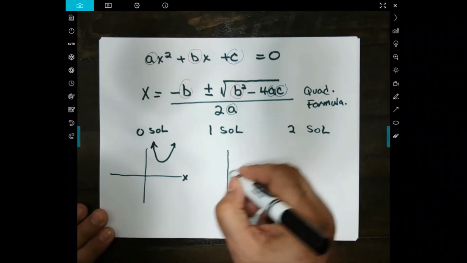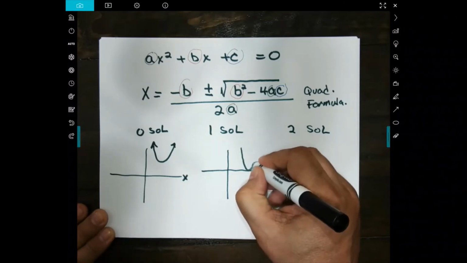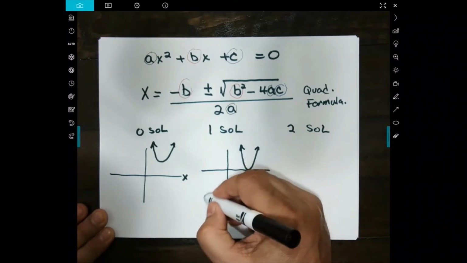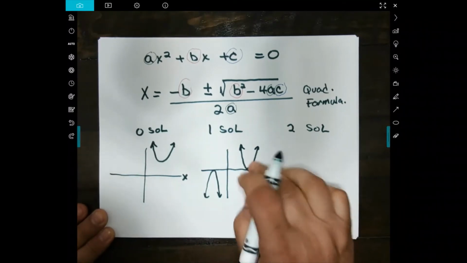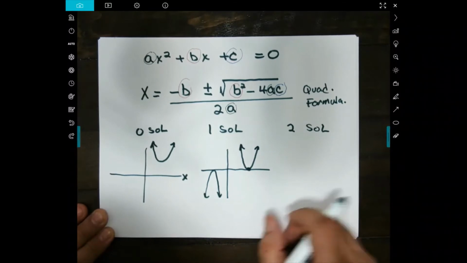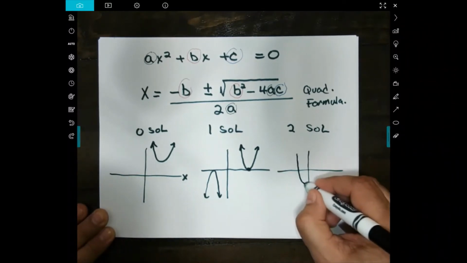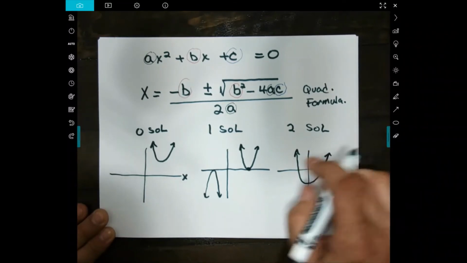1 solution was where it just touches the axis. It could be opening up or opening down, but it just touches the axis in one location right there. That's one solution. And two solutions is where it would cross the x-axis in two different locations.